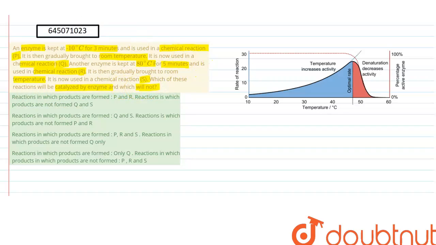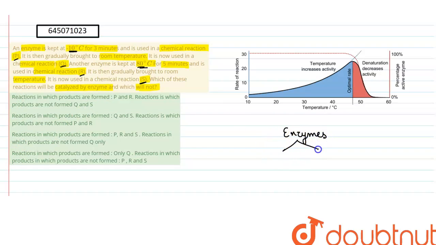So in this question we are talking about two enzymes. First is kept at -10 and second is kept at 80 degrees Celsius, right? And then they are used in different reactions P, Q, R and S. Now we need to tell in which of these reactions the product will be formed, and accordingly we need to choose the correct option from these given options, right? So let's see what condition is given in the question.